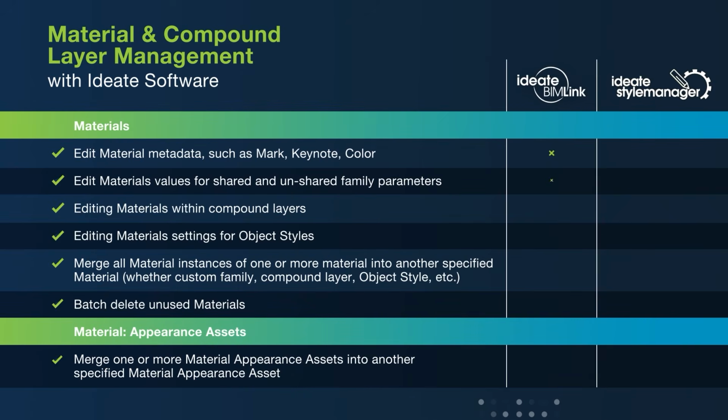Material management in Revit is a complex and critical BIM manager responsibility, which is made much easier with Ideate Software and the power of BIMLink and StyleManager.